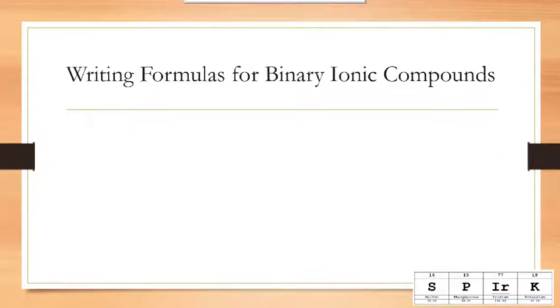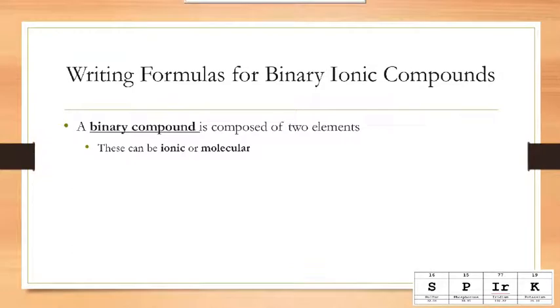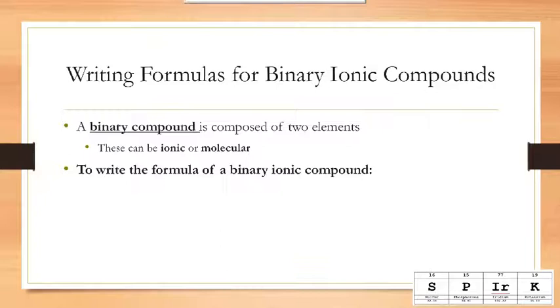So, writing formulas for binary ionic compounds. A binary compound is composed of two elements. These can be ionic or molecular. Ionic compounds are a metal and a nonmetal, while a molecular compound is two nonmetals.